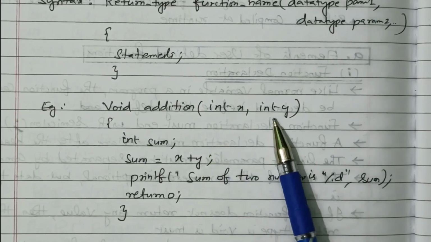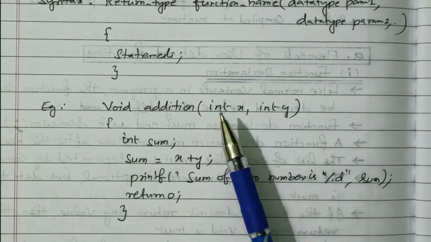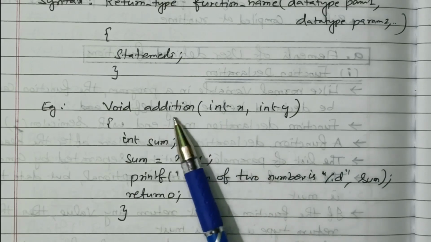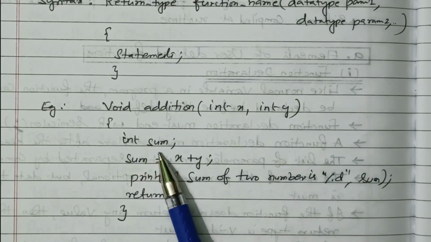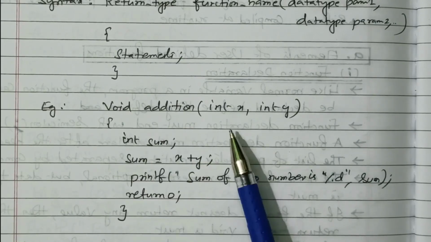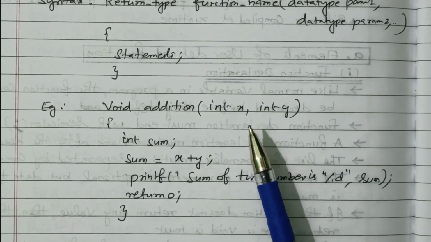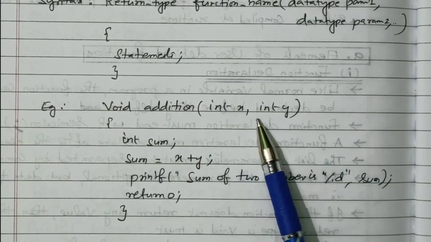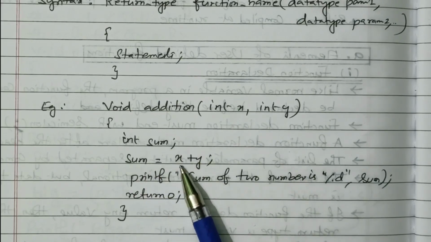Integer type values, right? So previously we saw the function call. When the function is called with addition with two integers, the control will transfer to this function definition, right? Inside we have one more parameter, sum. This is a local parameter. These are the formal parameters. What we pass at the time of calling is the actual parameter. That will be stored in x and y, so those are called formal parameters. Sum is a local parameter. So sum equal to x plus y.